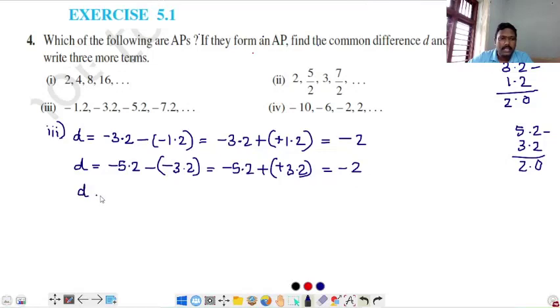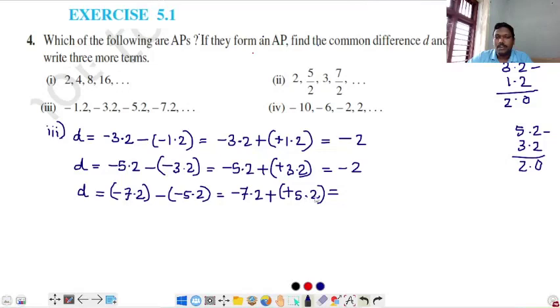Now next d we can find, that is A4 minus A3. A4 minus A3 means minus 7.2 minus minus 5.2, that is equal to minus 7.2 plus 5.2, which also we will get what? Minus 2. So that also minus 2. So we got the same common difference. So this forms an AP.